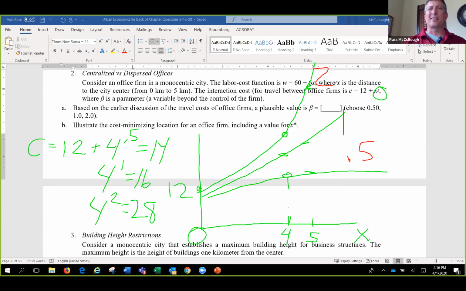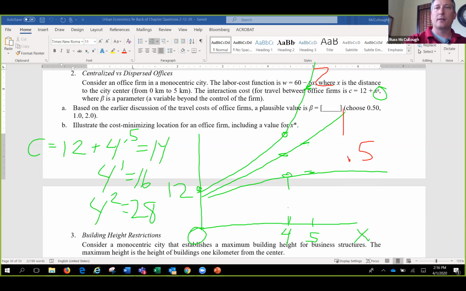So if you go back, there's a little table that the author did in the previous chapter where we looked at the office bid rent function. I can't remember what chapter that was, but a couple chapters ago. Okay, so we're dealing with the squared. So for the next part, let's go ahead and use the squared function.